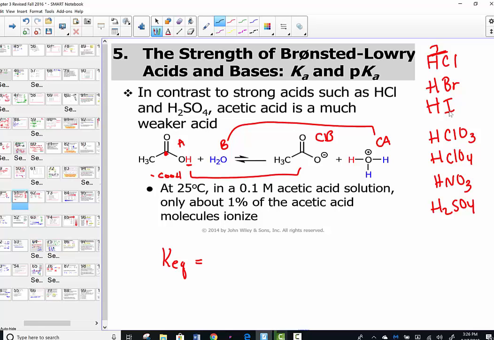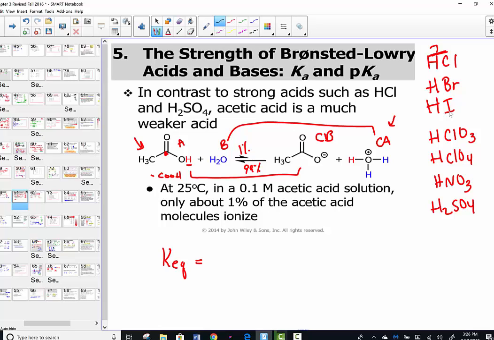If we take a 0.1 molar acetic acid solution, a very common concentration in the lab, you can see only about 1% of the molecular form, over here, actually dissociates and forms its conjugate ions to the right. 99% of the equation lies to the left of our arrows. 1% lies to the right, the very definition of a weak acid.